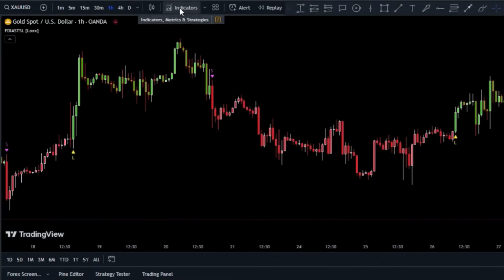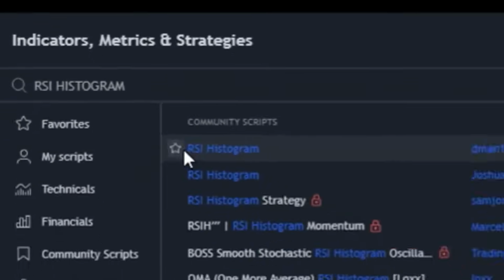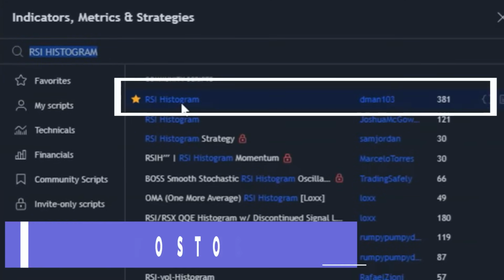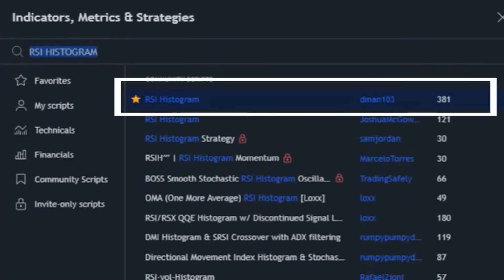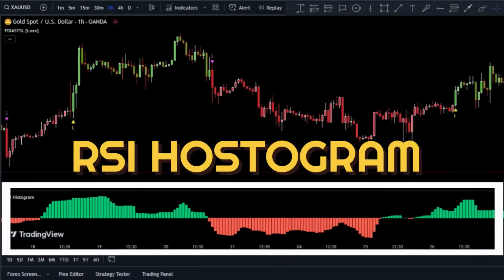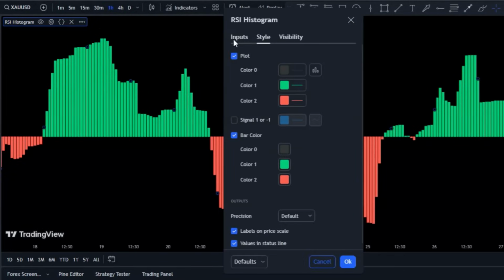Now for the next part, we'll add the RSI histogram indicator. After adding it to the chart, optimize the settings just like in the video.